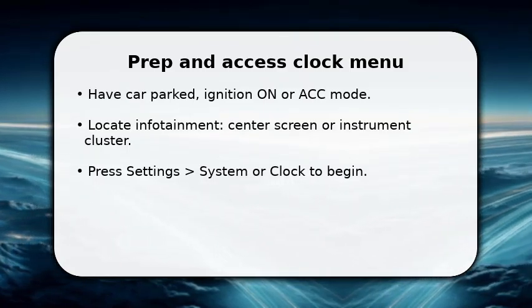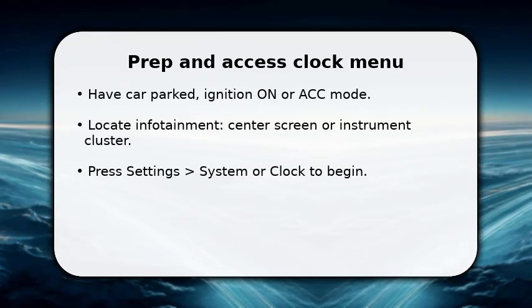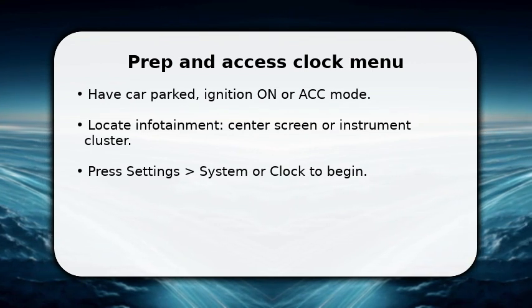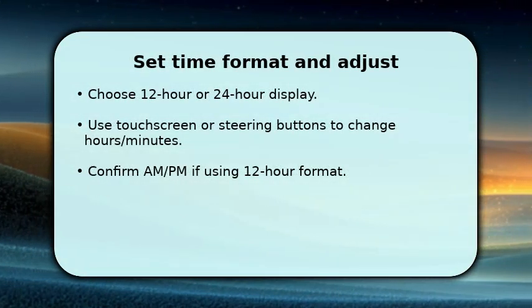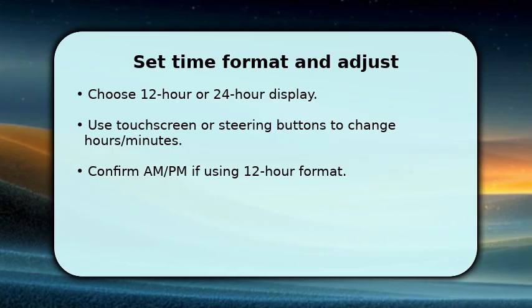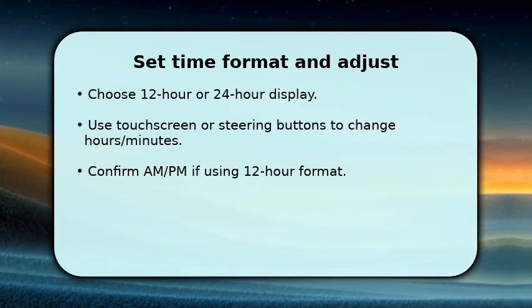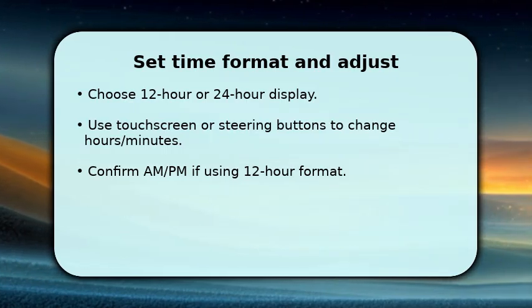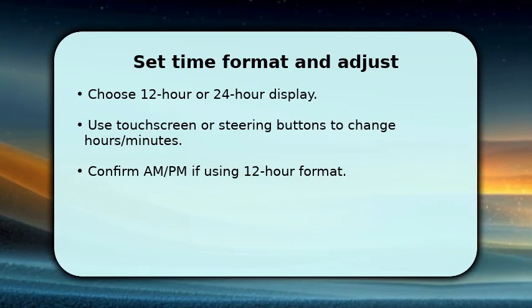Make sure to keep the parking brake engaged while you navigate settings to stay safe. You now decide whether you want a 12-hour or 24-hour display because that affects how you enter the time. Choose the format first. Next, use the touchscreen or the steering wheel scroll and OK buttons to highlight hours, then change them and repeat for minutes, pressing +/- or swiping as required.